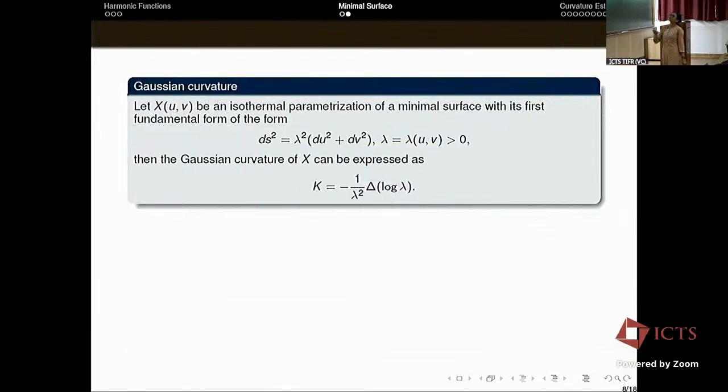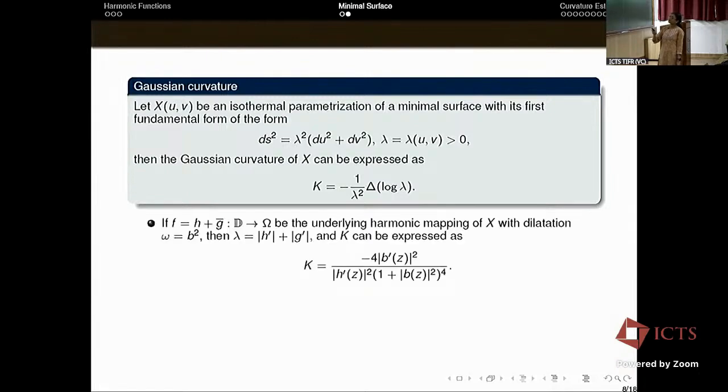Okay. Now suppose we have an isothermal parametrization of a minimal surface with its first fundamental form in this form, then the Gaussian curvature of this surface can be expressed by this formula. Now, if X is a minimal graph whose projection is the harmonic mapping f with dilatation omega equal to b squared for some analytic function b, then this lambda will be the modulus of h prime plus g prime, and in this case the Gaussian curvature will take this form.